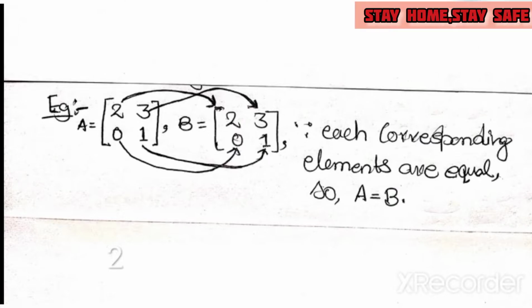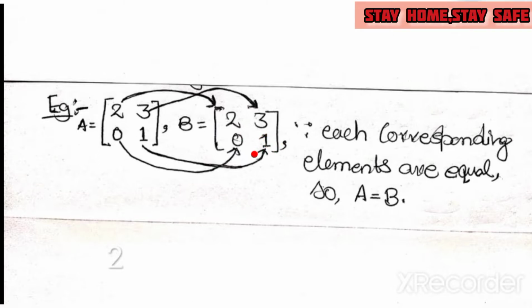Here we have an example: matrix A having elements 2, 3, 0 and 1, and matrix B having elements 2, 3, 0 and 1. Here we can see the corresponding element of 2 is 2, at the position of A11. At the place of A12 we have 3, and in matrix B also, at A12, we have 3. At the position of A21, that is second row and first column, we have 0, and the same applies for matrix B. And at A22 we have 1, and the same applies here also.